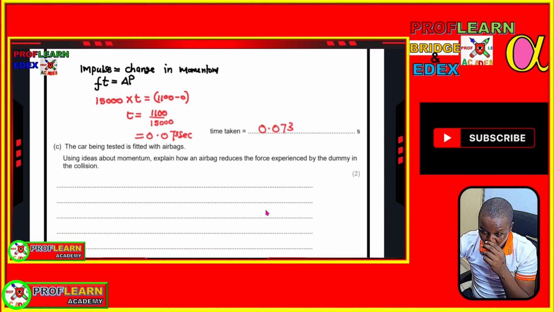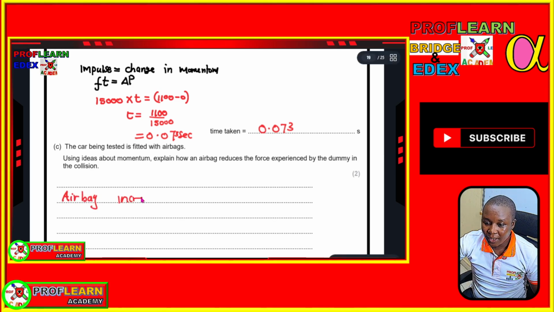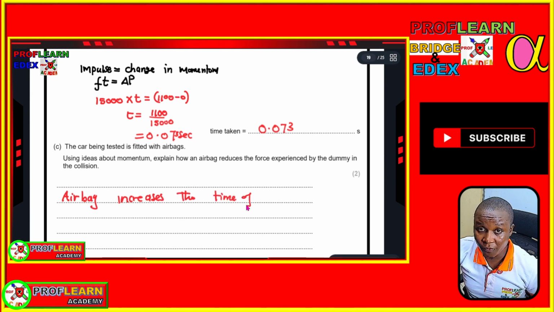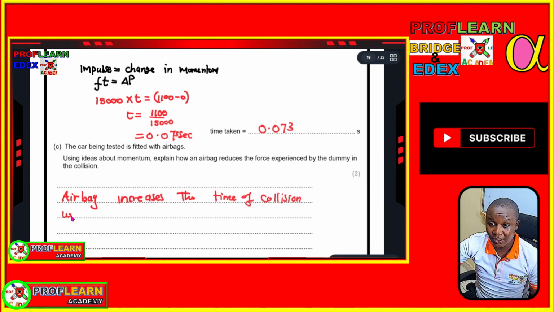Using airbags. Even cars are fitted with airbags. The reason why that is done is to reduce the injury. And how does it reduce the injury? You realize that airbags and soft materials increase the time of impact. And when you increase the time of collision, you are going to reduce the amount of force that is going to be experienced.